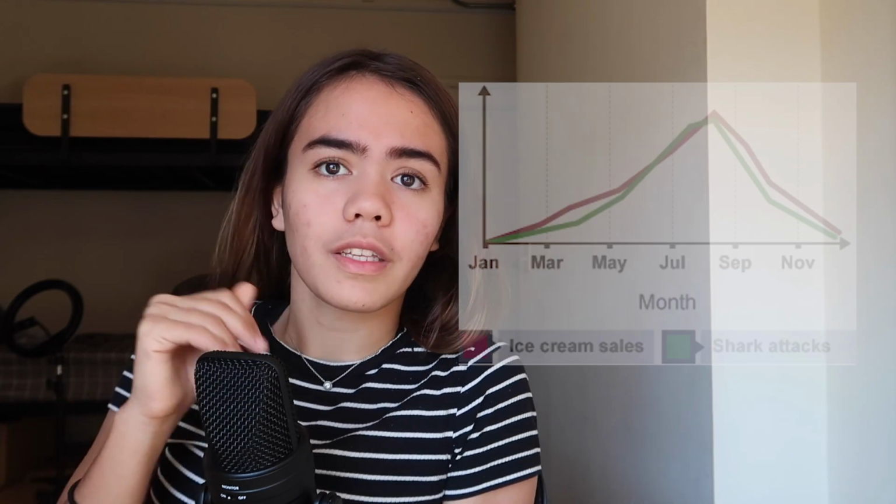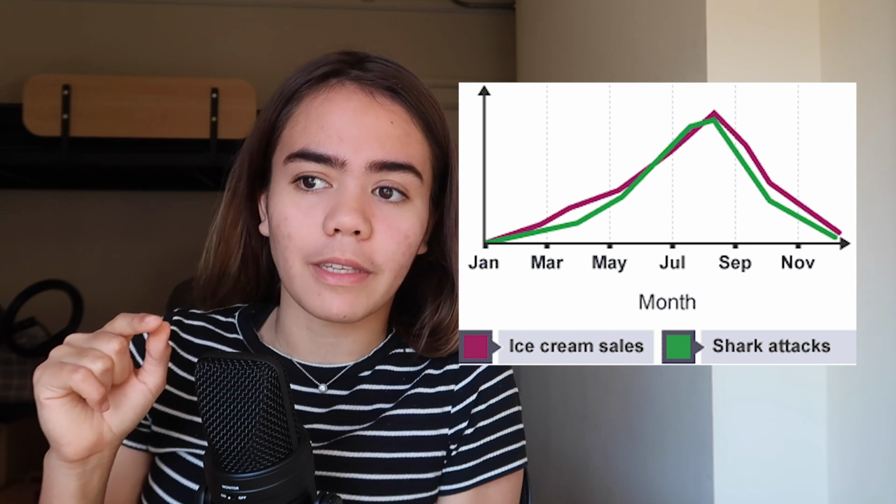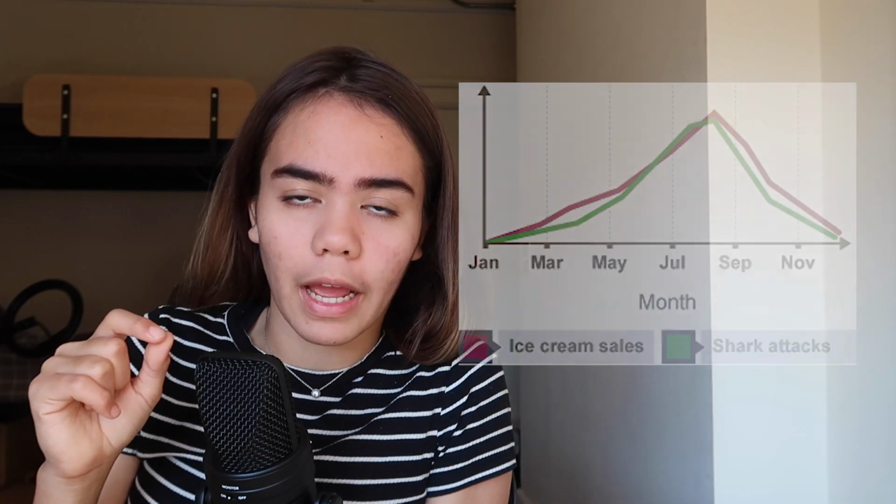For example, this graph shows that as ice cream sales increase, so do shark attacks. Now, does this mean that ice cream sales increase shark attacks? No. What is the correlation between these two things? The reason why there's a seemingly correlation between these two variables is that in the summer, more people buy ice cream and more people go to the beach. And when people are at the beach, more people get eaten by sharks.